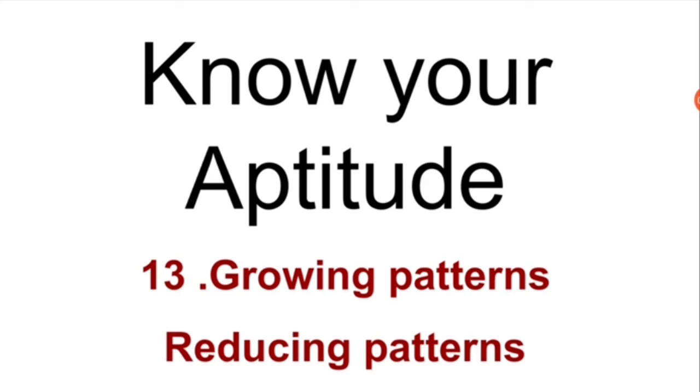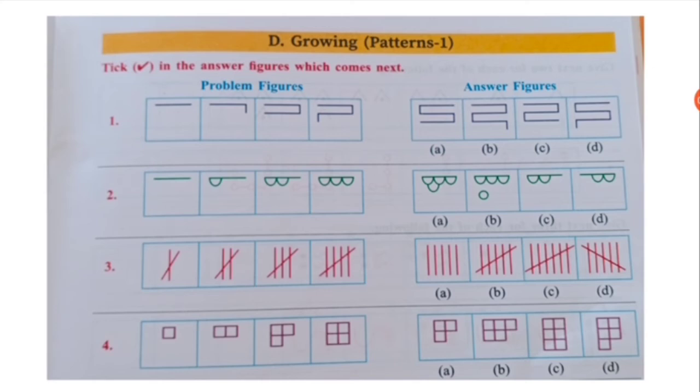So today we are going to learn aptitude, lesson number 13, half of which we learned in the first term, and the remaining we are learning here in the second term. Okay, growing patterns we are going to learn today, and reducing patterns, one new lesson. So what is a growing pattern?